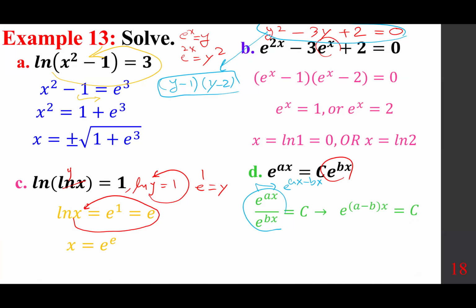If I take the natural log of both sides, the left side becomes a minus b times x, and the right side is just ln c. And all I have to do, divide both sides by a minus b. So divide. And by the way, you can do like this. That means divide both sides by a minus b. And that's your final answer, everybody. You can do it that way.